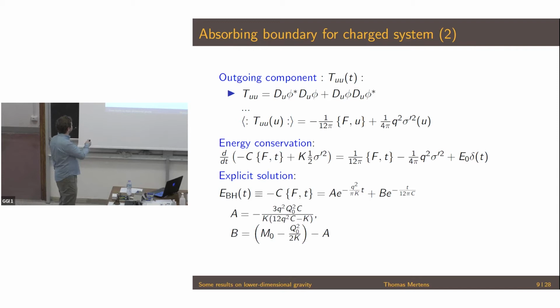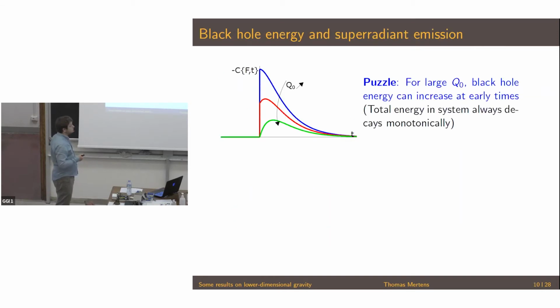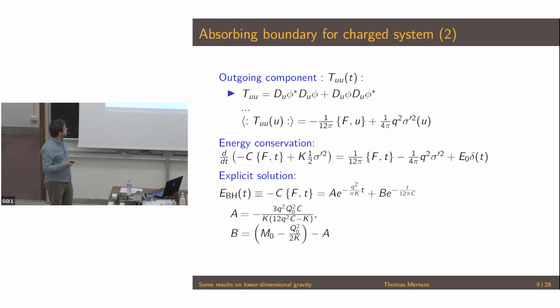And the explicit solution for just the black hole energy, so just the minus C Schwarzschild derivative, is a sum of two decaying exponentials. Well, the details don't matter, but I just want to show you, one can just solve it. Yes. Well, you can see it in the exponent. So this one has a q squared over k. So this is the one coming from the charge sector. And this one has the big C here, which was the one coming from the Schwarzschild sector.